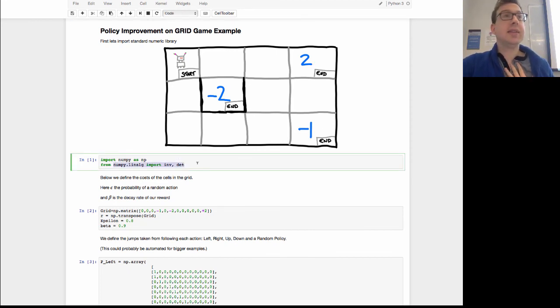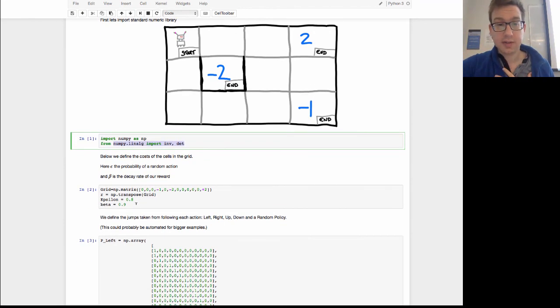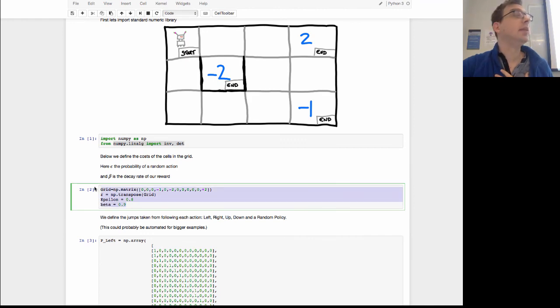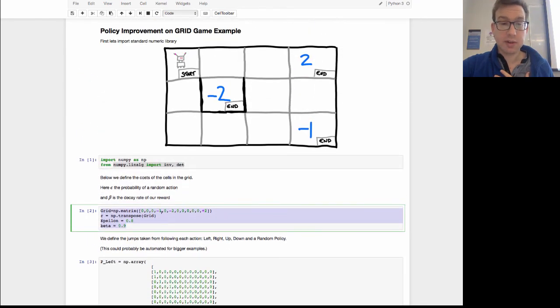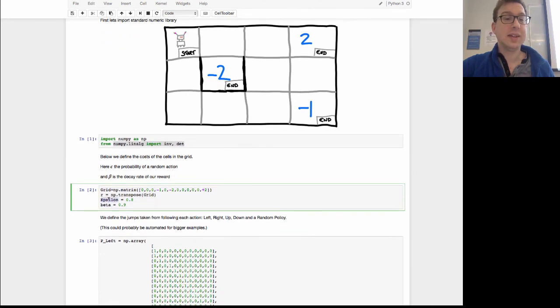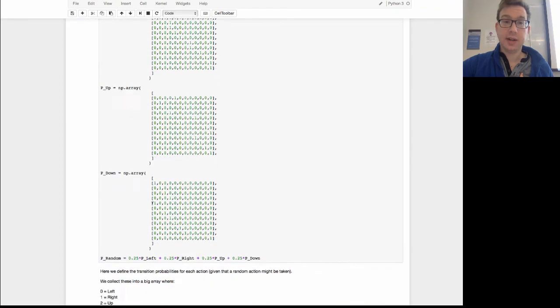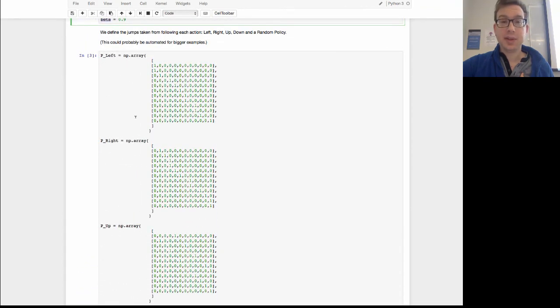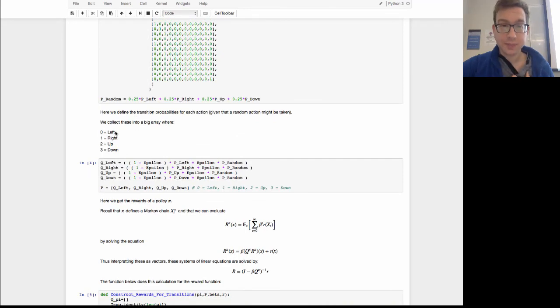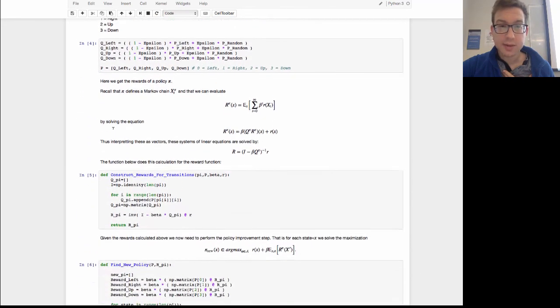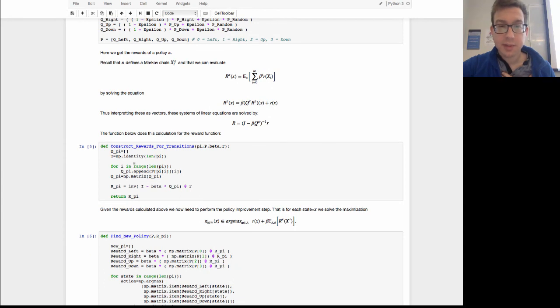Notice I now need to use some packages for doing different bits of linear algebra, so I need to take inverses and determinants of matrices. That's because we need to do this policy evaluation part where we need to take an inverse. I define everything as before. So I define the costs on the grids, define the probability that the robot disobeys my instructions, and also the discount factor, and then we define what happens under the different actions that I can choose, and update those.